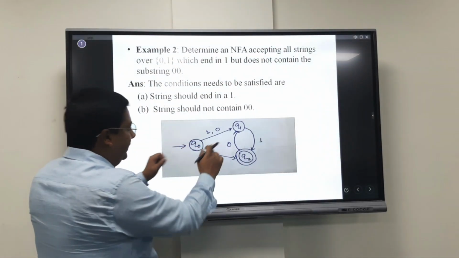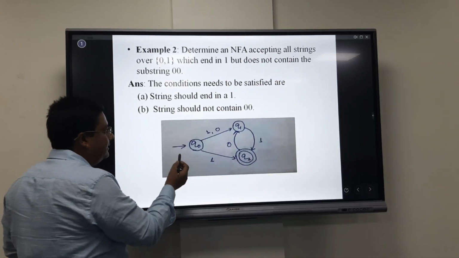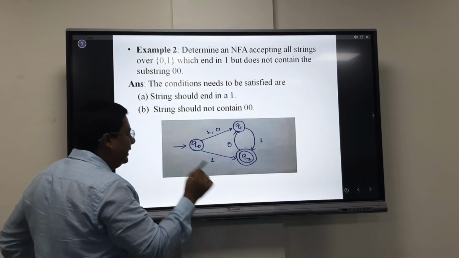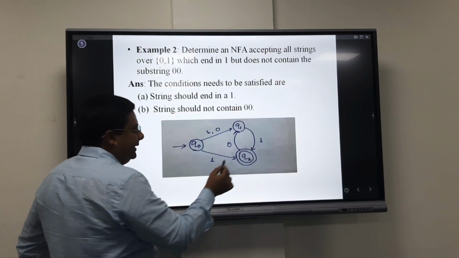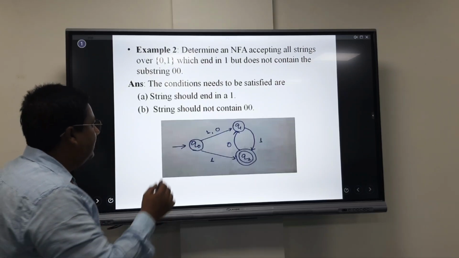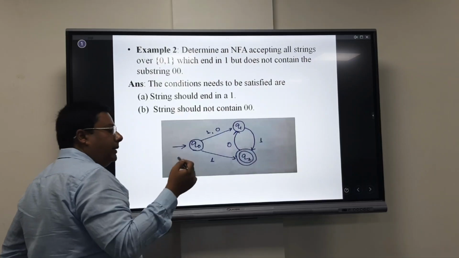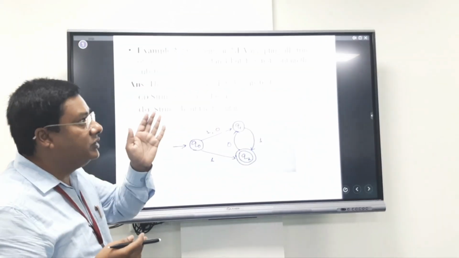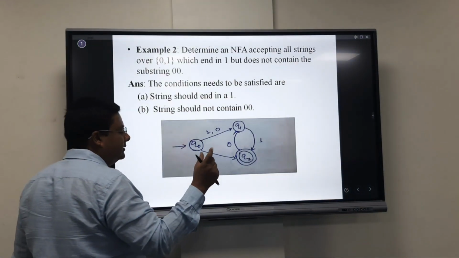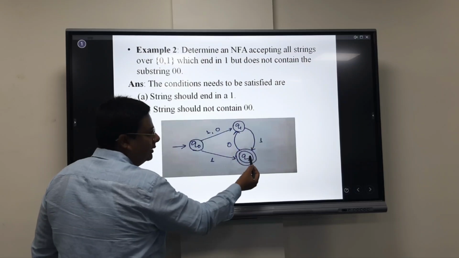This is the diagram I made, and you can make the transition table from the diagram. I have considered three states: Q0, Q1, Q2. I made Q0 the initial state, Q2 the final state, and Q1 the intermediate state. So what is happening here? Suppose we get a string ending with 1 and not containing 0, 0, like 0, 1, 0, 1, of size 4.